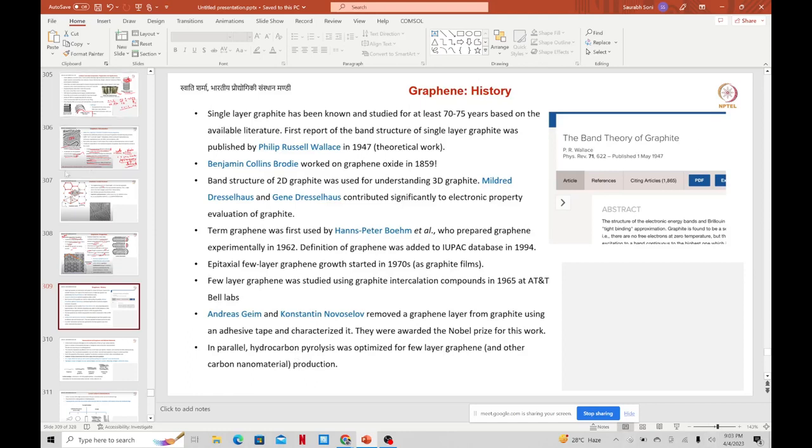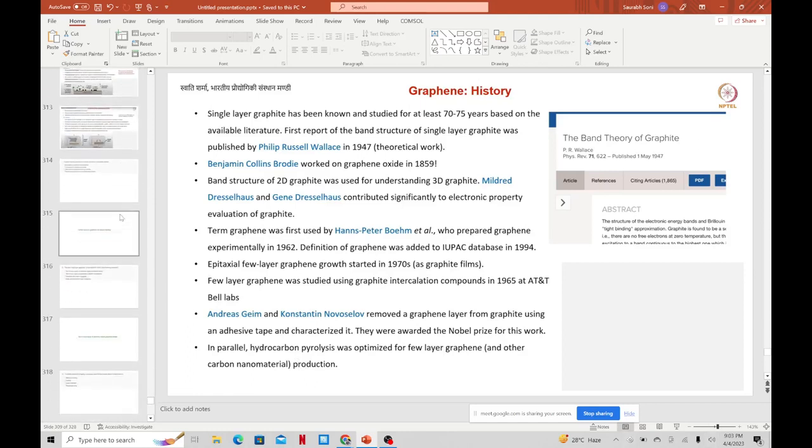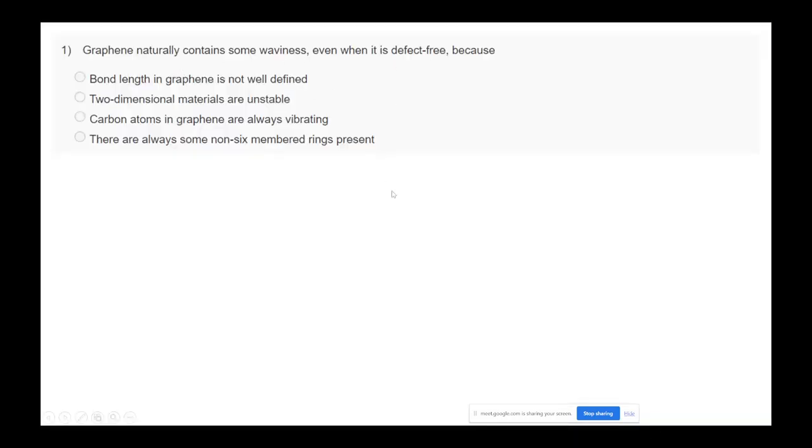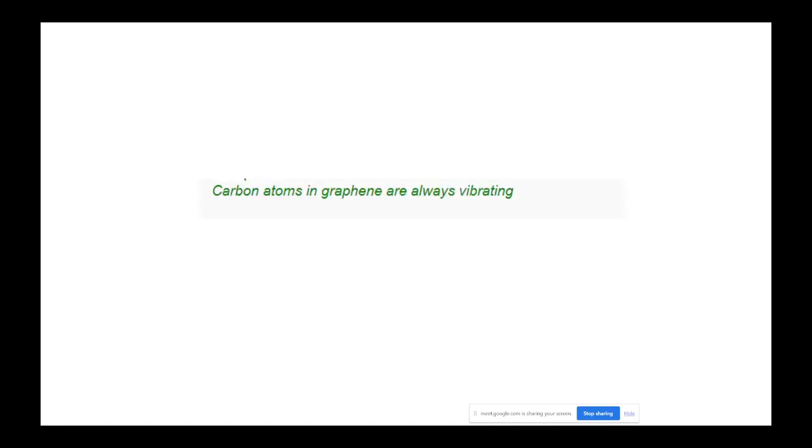Yeah, so let's discuss some questions for today's class. The last question I'm taking: graphene naturally contains some waviness even when it is defect free because the bond length in graphene is not well defined, 2D materials are unstable, carbon atoms in graphene are always vibrating, or there are always some non-six membered rings. As we have seen on the graphene material slide, it is because the carbon atoms in graphene are always vibrating.